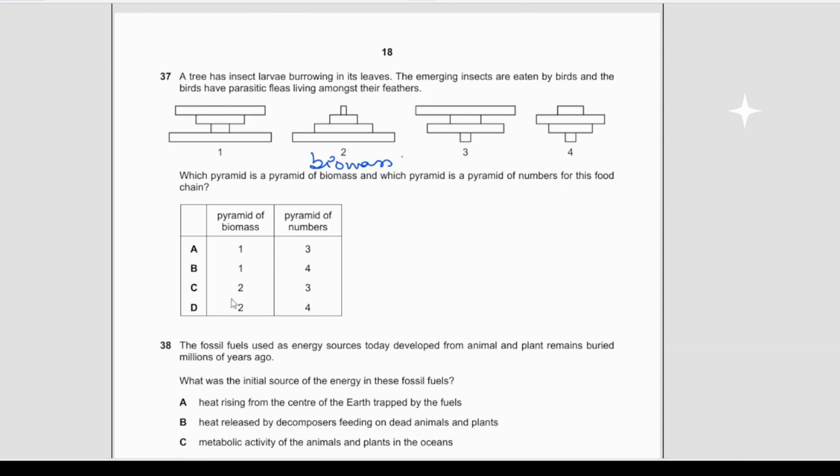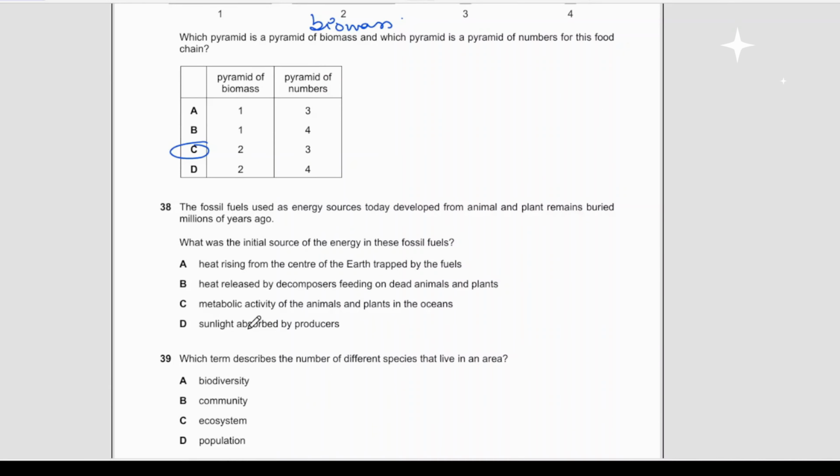C. Okay, the fossil fuel used as an energy resource today developed from animal and plant remains buried millions of years ago. What was the initial source of energy in these fossil fuels? Sunlight is the ultimate source, absorbed by the producer first.